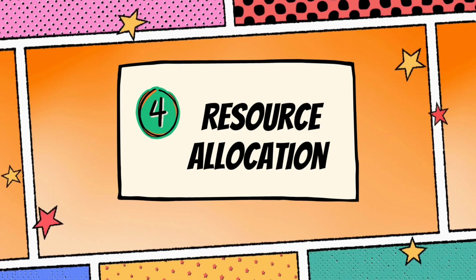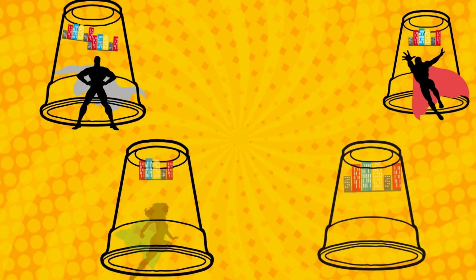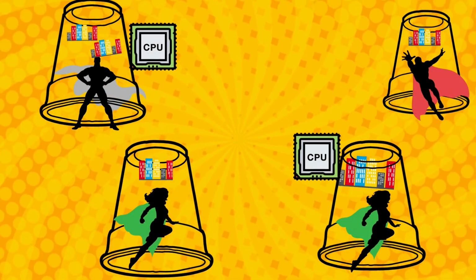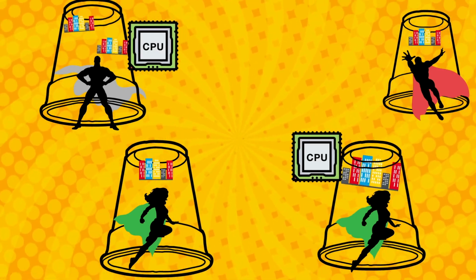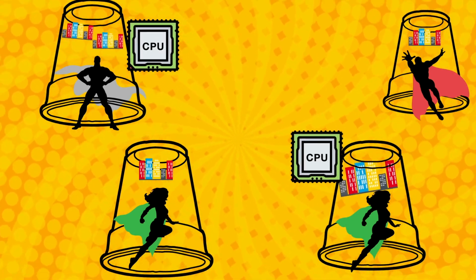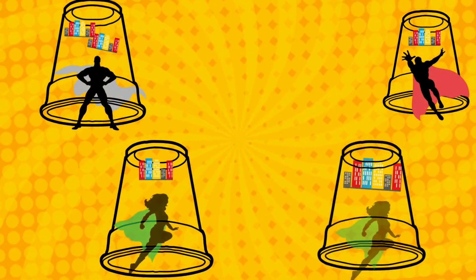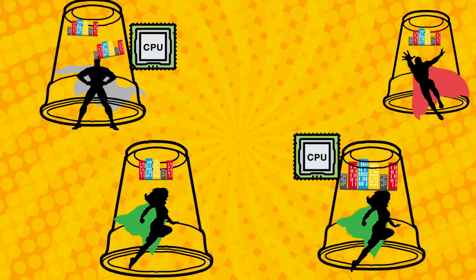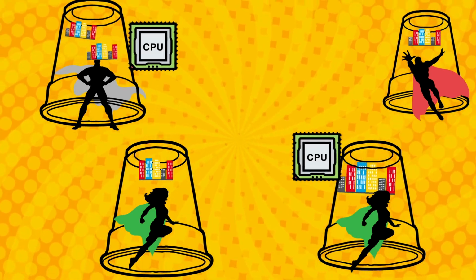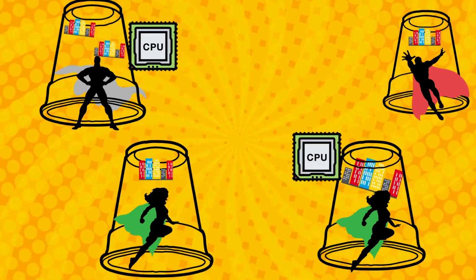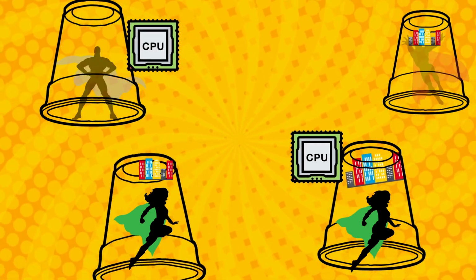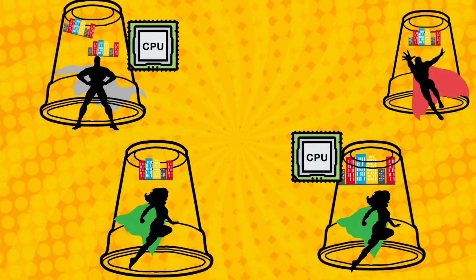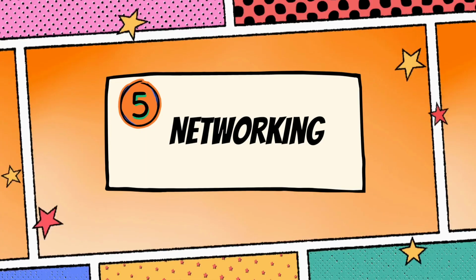4. Resource allocation. Worker minions allocate and manage CPU and memory resources for containers within pods. They ensure that each superhero container gets the resources it needs to perform its tasks effectively. If you have a superhero who needs a lot of CPU power to process data quickly, worker minions allocate the necessary CPU resources to that container so it can work efficiently.